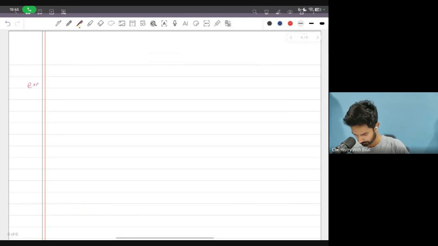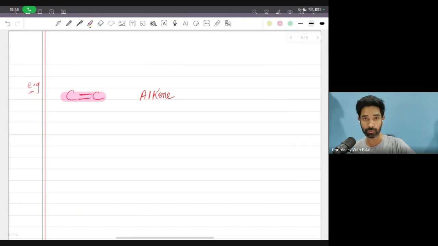For example, if there is a double bond between carbon-carbon atoms, because of the presence of the double bond, this molecule will be known as alkene, and this double bond is the functional group. जहां भी double bond होगा हम कहेंगे this molecule belongs to a homologous series called alkene.